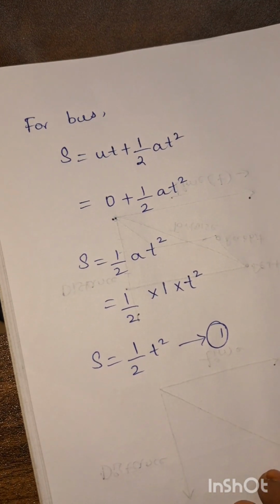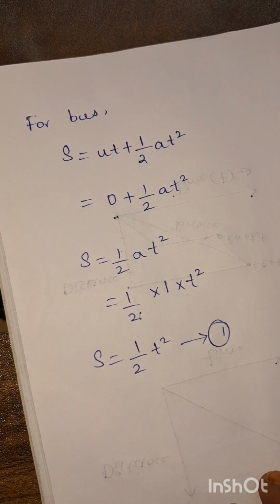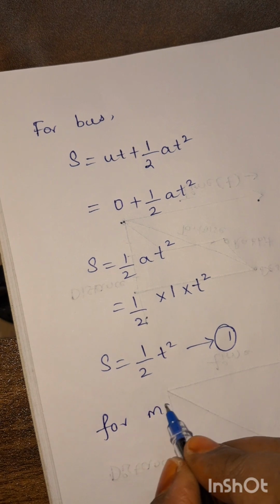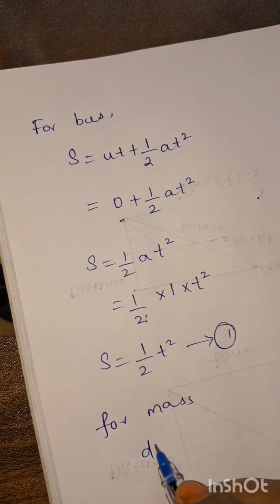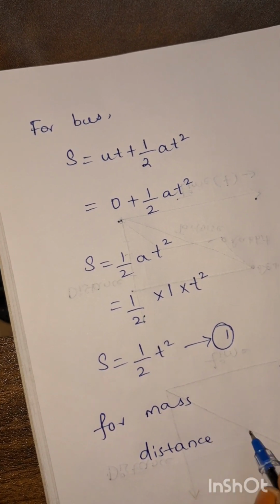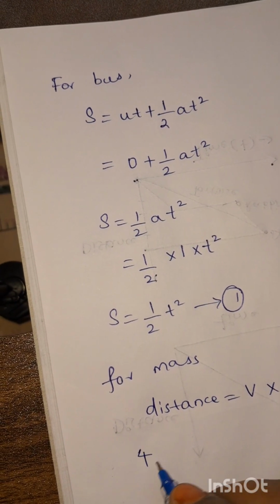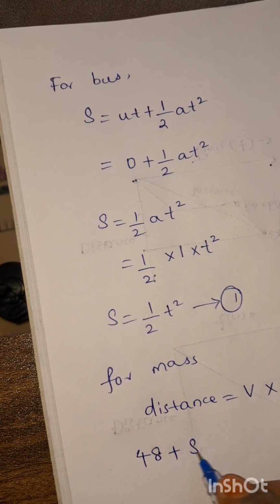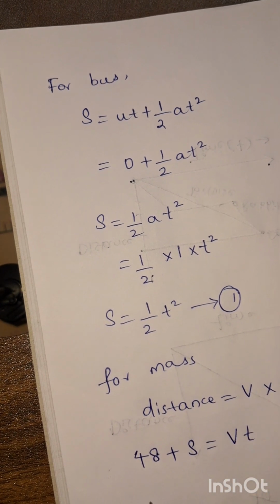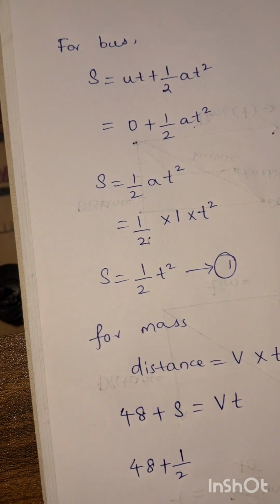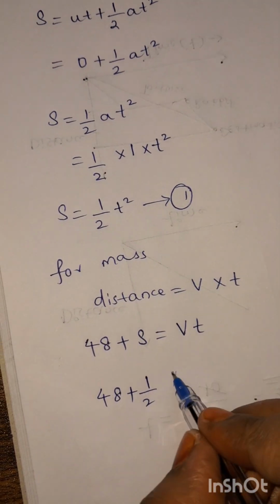For the man, a man is 48 meters behind the bus. When he meets the bus, he has to cover a distance equal to the sum of 48 meters and the distance which is moved by the bus. So for the man, we know the distance formula, velocity into time. But he already covered the distance 48 plus the distance which is covered by the bus. 48 plus S is equal to Vt. So 48, and we know S is nothing but half t square.